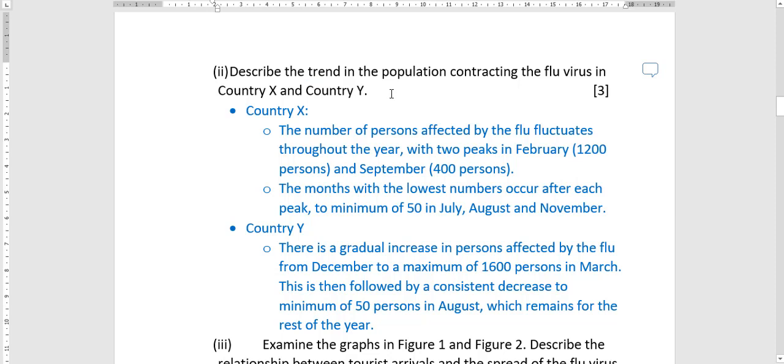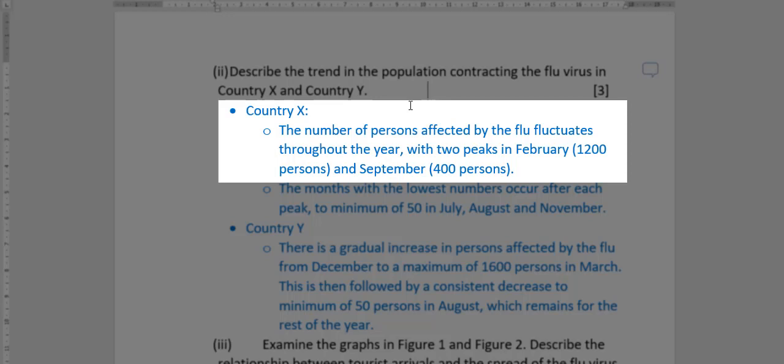So with respect to this question, we have a population contracting the flu virus in two countries. So we'll be looking for if there's any increases, any decreases, any points at which there's no change. We'll also be looking for any peaks, any valleys. And if you remember from the graph we just looked at, there's definitely some peaks, right? So let's go to the answers.